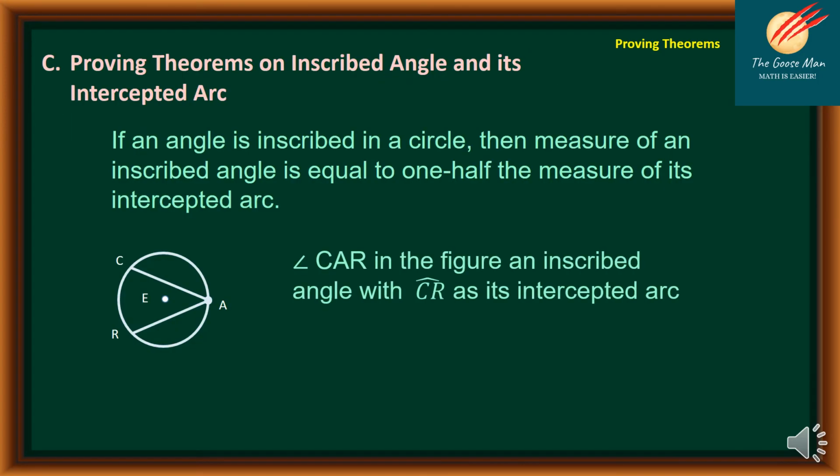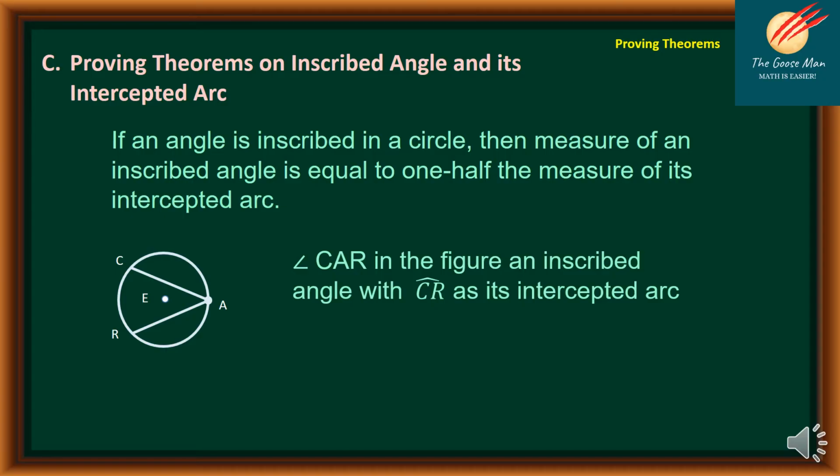Let's move on to the third part of our lesson, which is proving theorems on inscribed angle and its intercepted arc. The theorem states that if an angle is inscribed in a circle, then the measure of the inscribed angle is equal to 1/2 the measure of the intercepted arc.